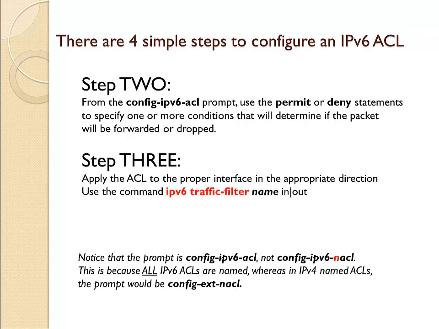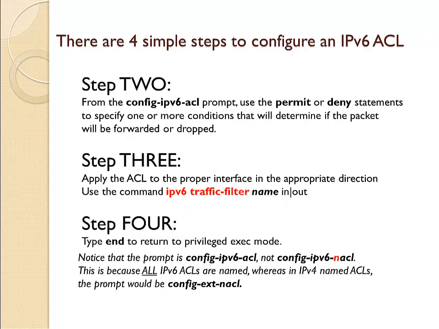Step 3. Apply the ACL to the proper interface and in the appropriate direction. Use the command ipv6 traffic-filter and the name of the ACL, and then inbound or outbound. If you remember IPv4, it was what? Access group. Step 4. Type end to return to the privileged exec mode.